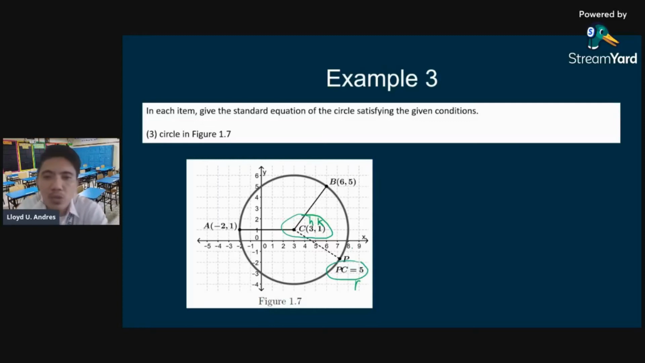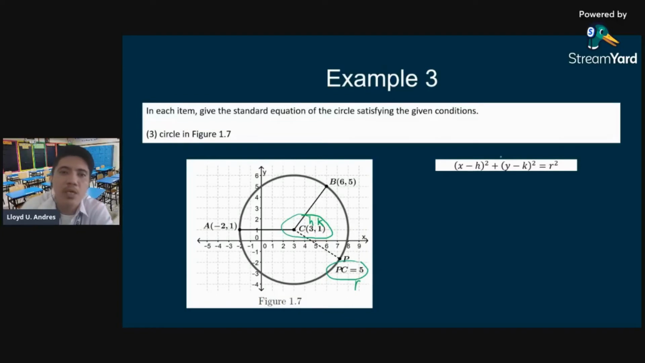So we can now use the standard equation of the circle, which is the quantity of x minus h squared plus the quantity of y minus k squared equals r squared, to solve the standard equation of this circle in figure 1.7. We just need to substitute the values. So h becomes 3 based from here, and k becomes 1 based from here. And then our r becomes 5, again, based from the given graph.